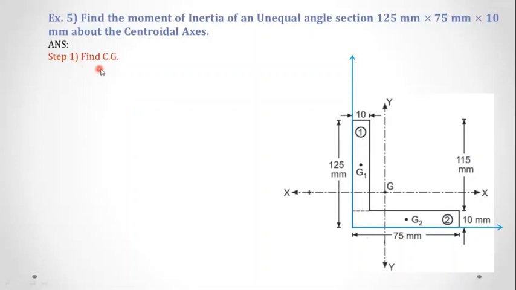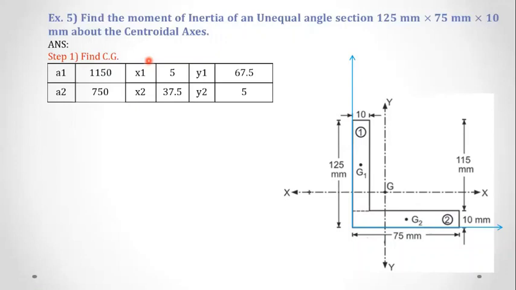So the first step is to find the CG. To find the CG, we need a table in which A1, A2, x1, x2, and y1, y2 are to be found. A1 and A2 are the areas of the first and second rectangles. We know how to find the area of a rectangle, B into D. For the first rectangle, B is 10, D is 115, so 10 into 115 gives 1150 mm square. A2 is for the second rectangle, width is 75, depth is 10, so 75 into 10 gives 750 mm square.